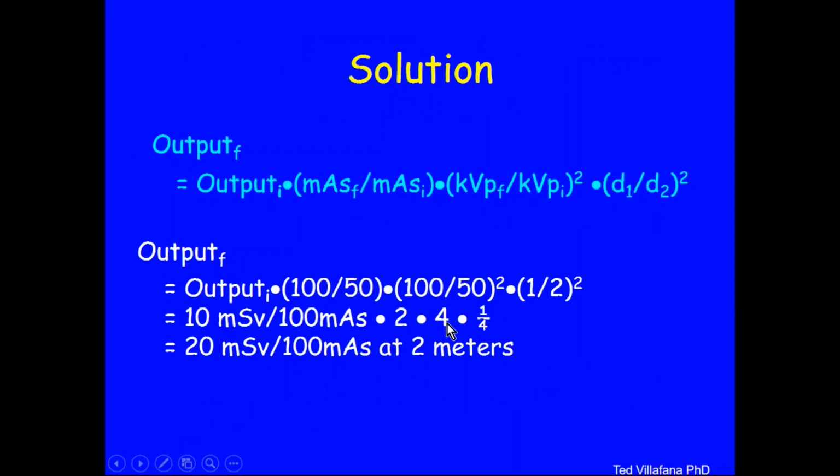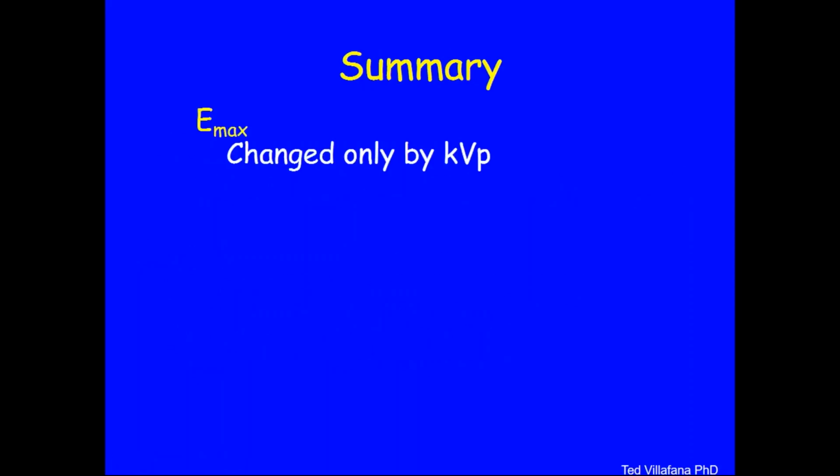Here's the actual math over here. There's a factor of 4 there. There is a factor of 2 for the MAS, and you went 1/4. You double the distance, so you get to 1/4 the exposure. So you end up with a net factor of 2, and you start out with 10, so you end up with 20. Wanted to make sure that my math was correct.